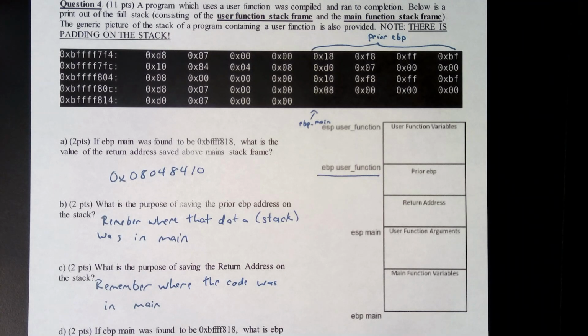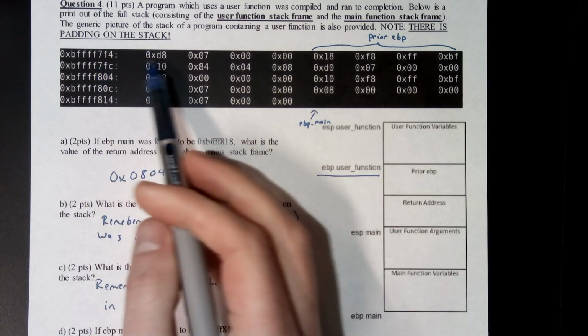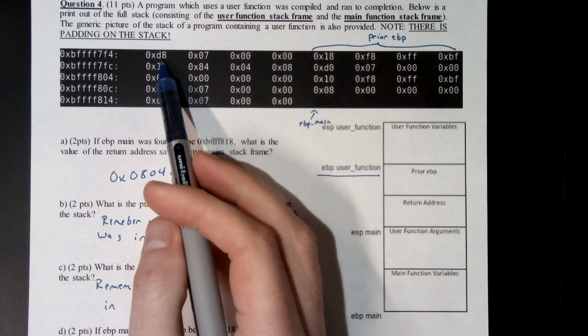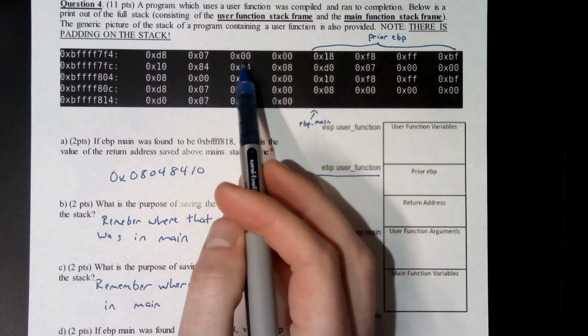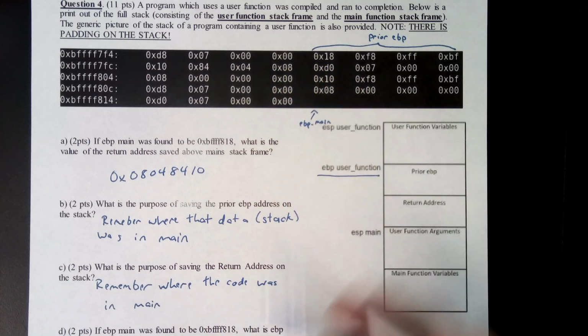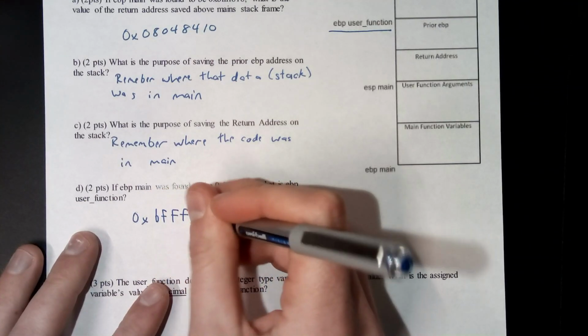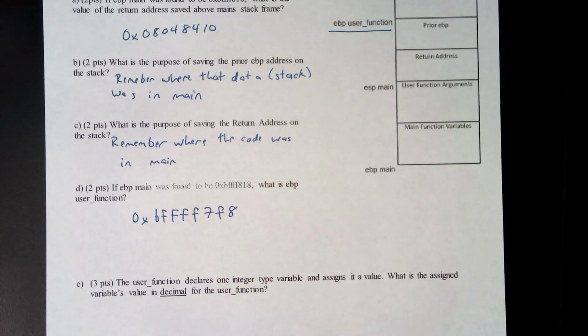The starting address for this line is 7F4. So this byte here is 7F4, then 7F5, 7F6, 7F7, and then 7F8. So it's going to be 0xBFFF F7F8, our address for EBP user function.